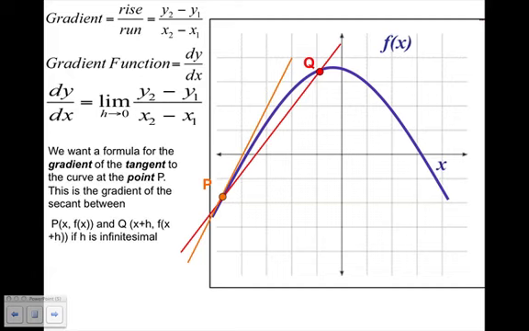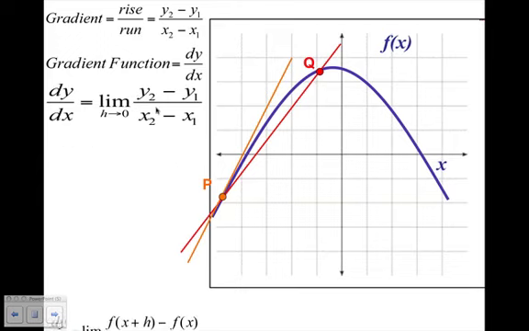And as I say here, we want a formula for the gradient of the tangent to the curve at the point P. And this is the gradient of the secant between P, x, f of x, and they're the coordinates of P, and Q, x plus h, f of x plus h. And when the difference between them along the x-axis is infinitesimal, then this formula will work. So now I'm going to sub in those coordinates here into this formula.